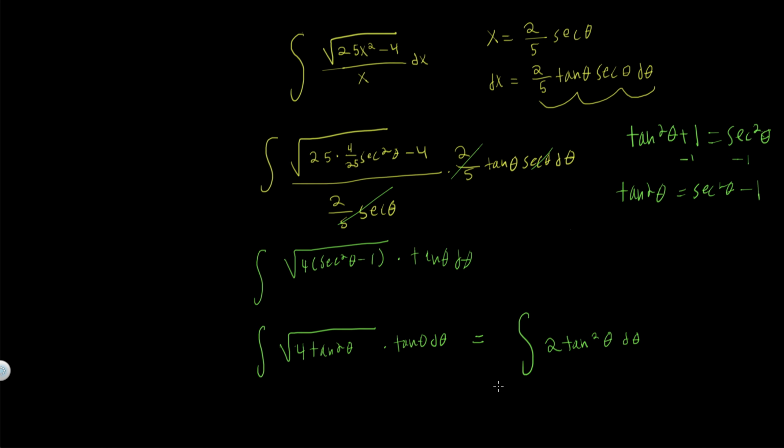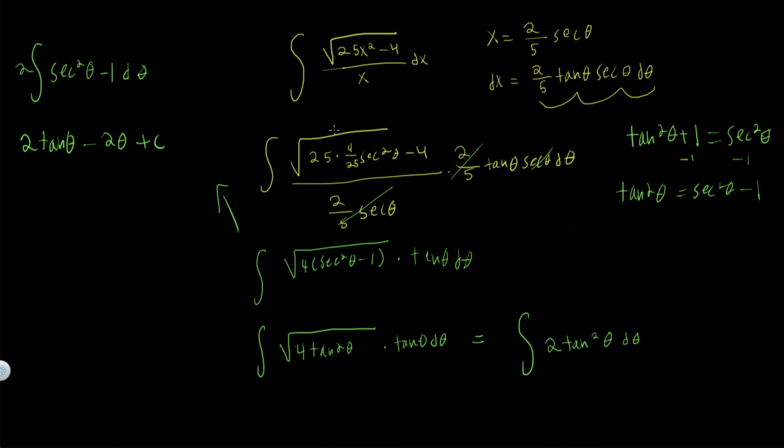So let's take the 2 out and use our identity. I'm going to go up there. So we can rewrite that as an integral as 2 times the integral of, well, secant squared theta minus 1 d theta. And we know that the integral of secant squared theta is just tan theta, right? Because the derivative of tan theta is secant squared theta. So we're left with 2 tan theta minus 2 theta. And there are no bounds, so we need a plus c.